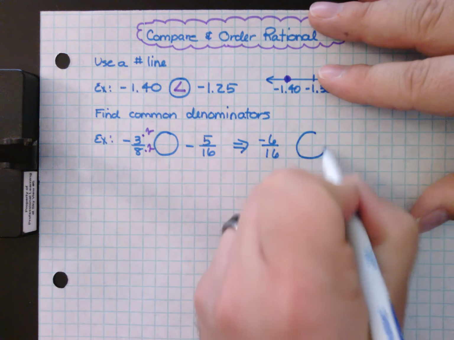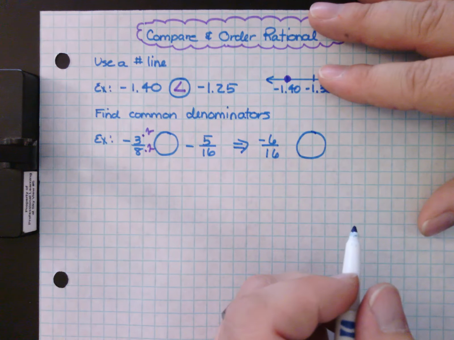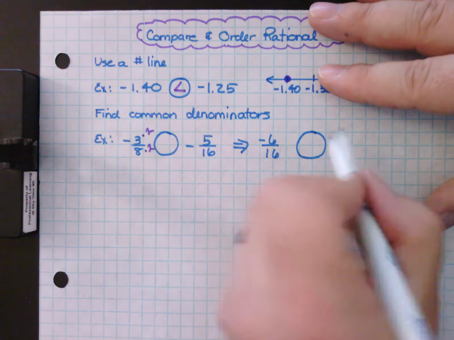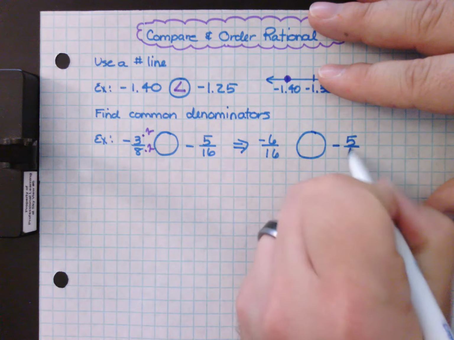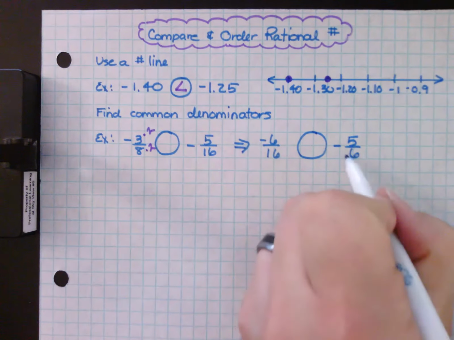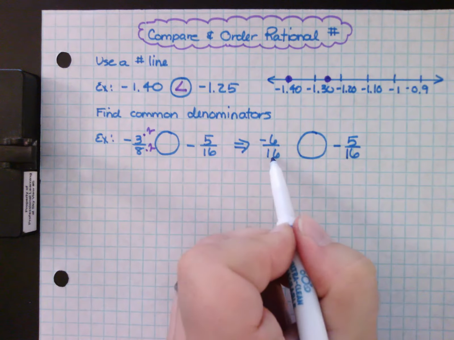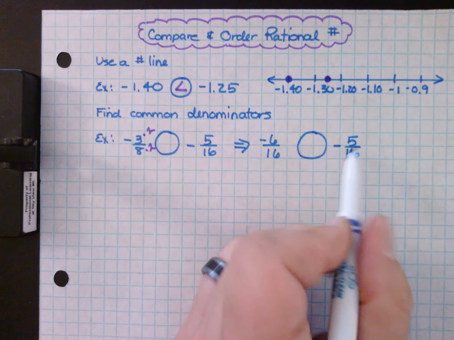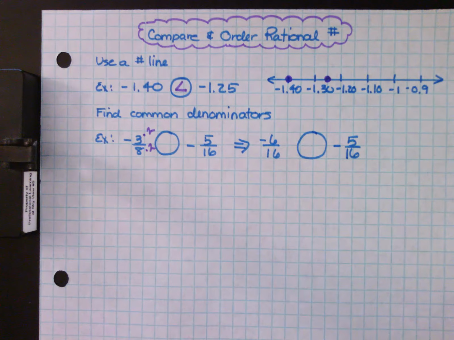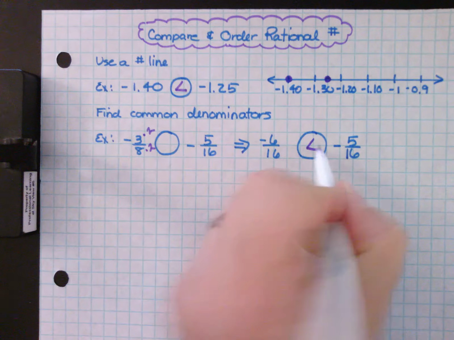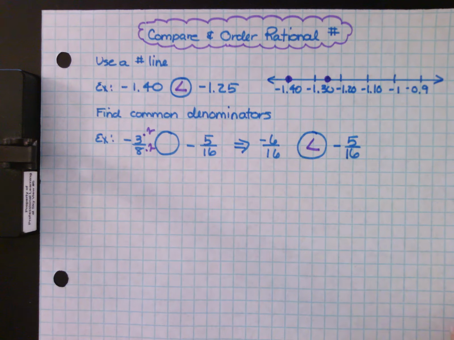And is that greater than, less than, or equal to negative 5/16? Well, negative 6/16 rather. Negative 6 is further away than negative 5 from 0. And so therefore, negative 6/16 is less than negative 5/16.